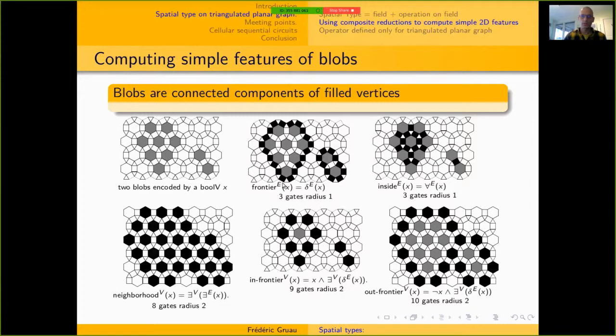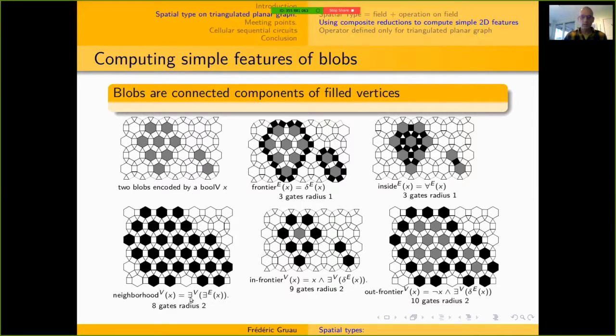We've seen that the frontier can be computed with a delta, the XOR. With for all, we can compute the inside, the edge inside the blob. Those 2 operations have radius 1 because it's an edge field computed from a vertex field, so they are neighbors. We will now see 3 operations with radius 2 because they imply a communication from vertex to vertex. And the distance now is 2, so the radius is 2.